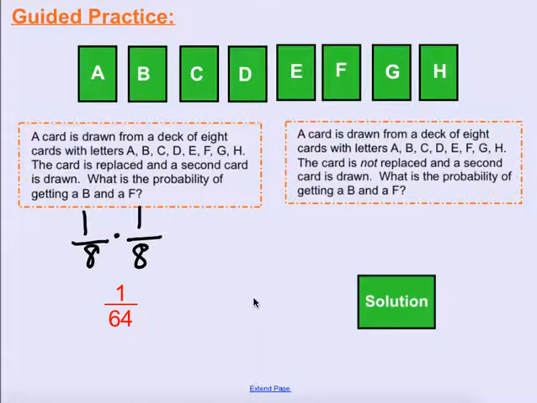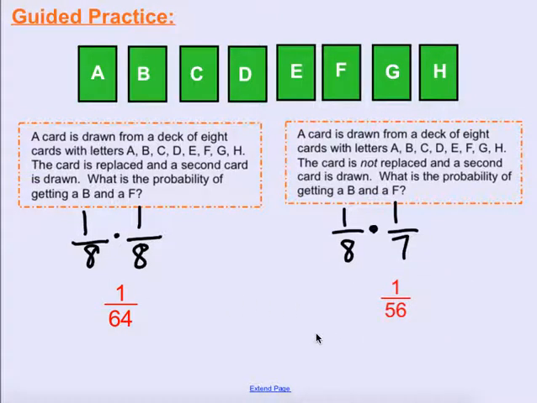But the second one, we say, well, if we don't replace it, the probability of getting a B is still 1/8, but once we go to pull an F card, I only have 7 cards left, one of them being an F, so I should see a probability of 1/56. It's a better chance when we don't replace it.